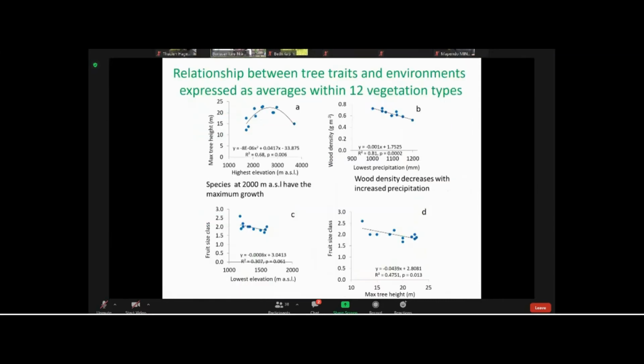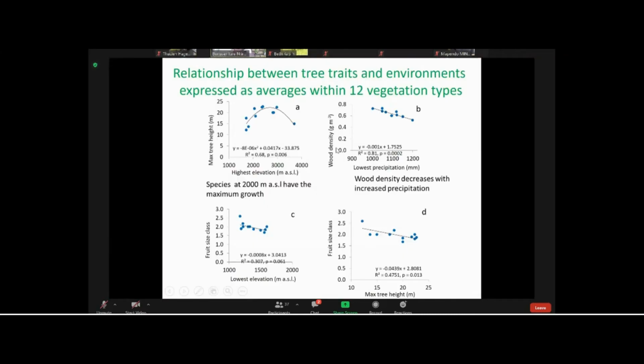We made some analysis, for example this, on the relationship between tree traits and environment. As you see, it's clear here the maximum tree height and the elevation in meters above sea level, and it has been observed, according to the analysis, that species at 2,000 meters have the maximum tree growth.